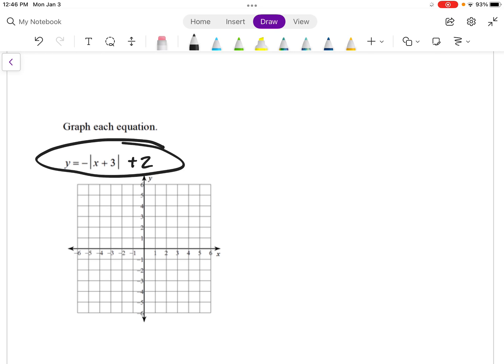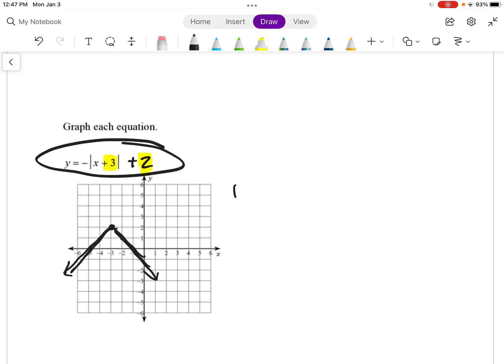Okay, so the inside number, the x plus 3 in there, moves it right or left. So I know I'm going left 3. The outside number moves it up or down. So I've got to go left 3 and up 2. That's where the vertex of my absolute value graph is. Then I've got that negative in front. That means it's going to reflect it. So instead of opening up, it's going to open down. So I go over 1, down 1, over 1, down 1. That's what that new graph would look like.